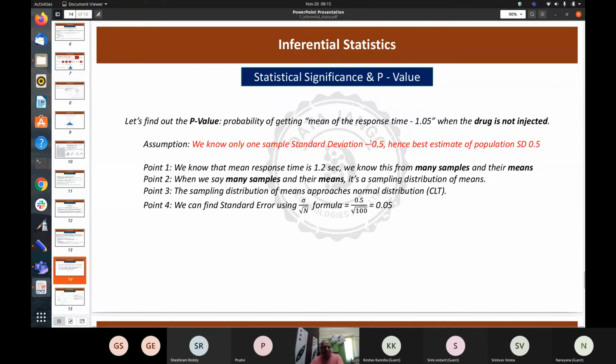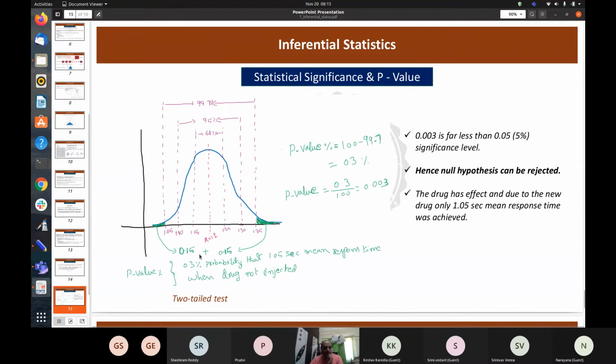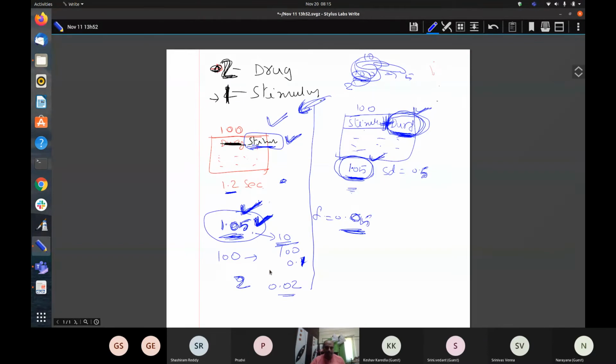That's where we take the best approximation of the standard deviation. Whatever one sample standard deviation we know, we took it and calculated the standard error. We call it a standard error because this may be true, this may not be true. The standard deviation of the sampling distribution of means we calculated using this formula may be kind of close to it. So we are trying to see how far 1.05 is from 1.2. In the existing situation without injecting the drug, how frequently is this 1.05 happening? That's what we need to see.